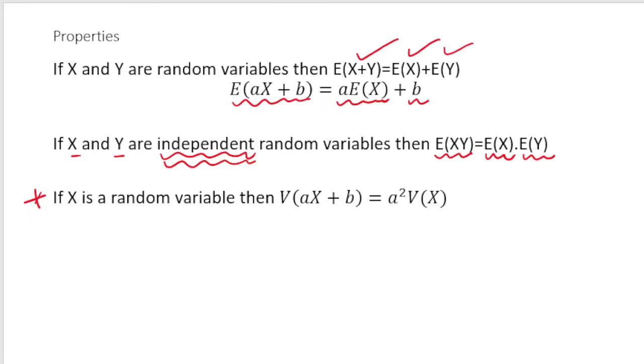And this is the most important property, that if x is a random variable, then variance of ax plus b is equal to a square into variance of x. So based on this definition, sometimes they directly ask the question. For example, they may ask you what is the variance of 3x plus 2. So one of the options will be 9 times the variance of x, because this a when it comes out becomes the square, right? So this property should be kept in mind.